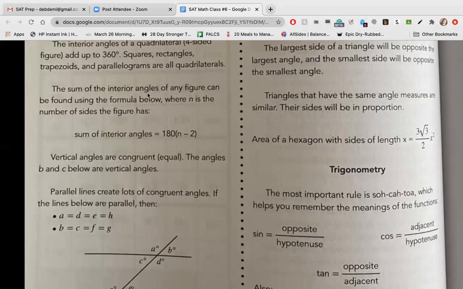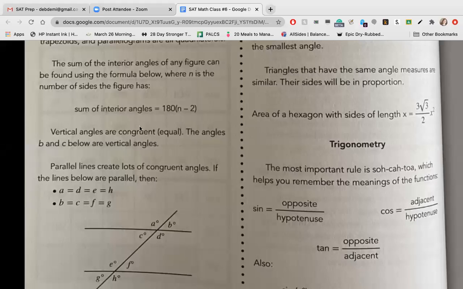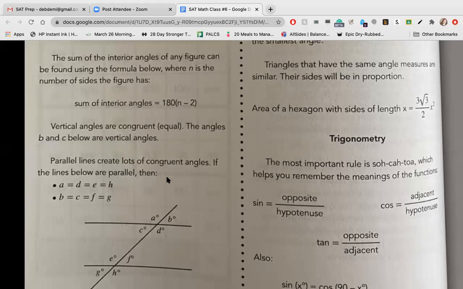The sum of the interior angles of any figure can be found using the formula below. I don't see this one very much on the SAT, honestly. So if you have an 8-sided figure and you want to find the sum of the interior angles, you put the 8 where that n is. So it'd be 8 minus 2, which would be 6. 6 times 180 tells you the degrees of the interior angles of any figure. So if you have a 12-sided figure and you want to find the sum, you just put the 12 in there.